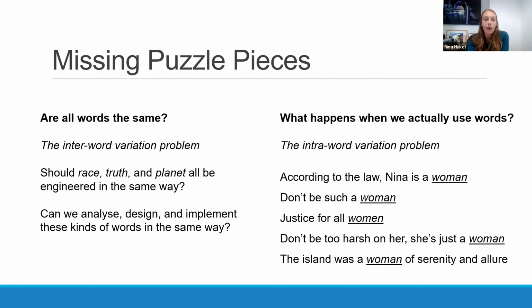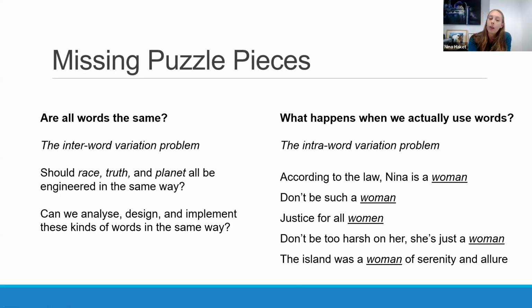So to illustrate this point a bit, I've got a couple of sentences here that all include the word woman. So according to the law, Nina is a woman. Don't be such a woman. Justice for all women. Don't be too harsh on her. She's just a woman. And the island was a woman of serenity and allure. While they all contain the word woman, they can't all be said to contain the same aspects of meaning of the word woman. For example, the metaphor one, the island was a woman of serenity and allure, seems to contain neither the biological features that Haslanger speaks about, nor the social ones that she's trying to implement.